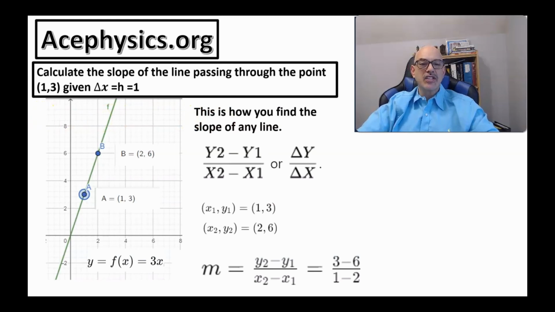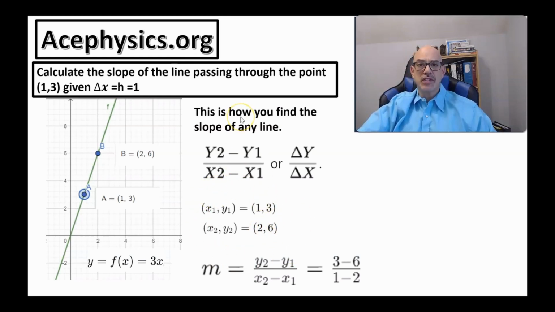Okay, now let's calculate the slope of the line passing through the point (1, 3), given delta x equals h equals 1. So delta x is a change in x. In calculus, it's typically called h. And in this particular problem, I'm setting it equal to 1. We know the function is y equals 3x. We're given one point, which is x1, y1 equals (1, 3). The second point, we know h or delta x is equal to 1. That means x2 is equal to 2 because 1 plus 1 is 2. And if x2 is 2, you can plug it in and get y2, and y2 is 6. So now we have 2 points.